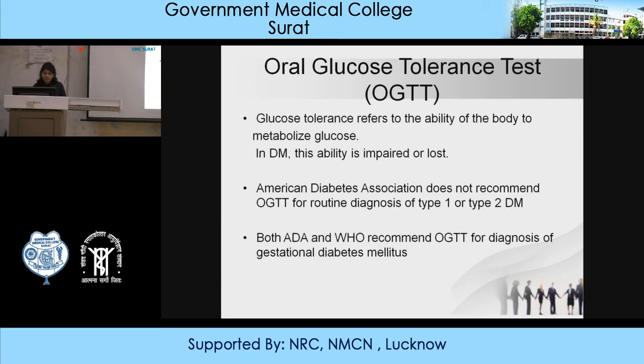The American Diabetes Association does not recommend OGTT for routine diagnosis of type 1 or type 2 diabetes. The only defined role of OGTT is in pregnancy, where the woman is having gestational diabetes mellitus, or if the patient is very suspicious and in screening his or her values are coming below the required level, then we will be performing OGTT, right?